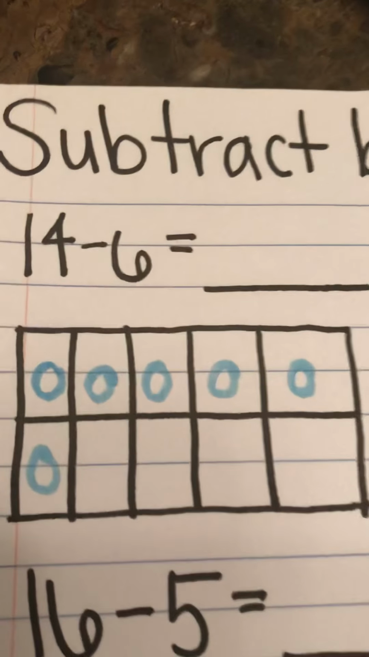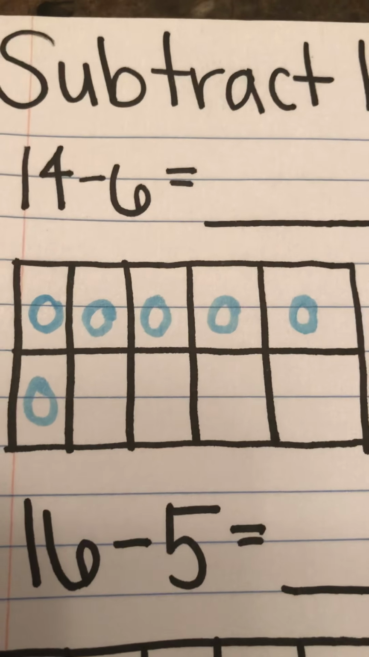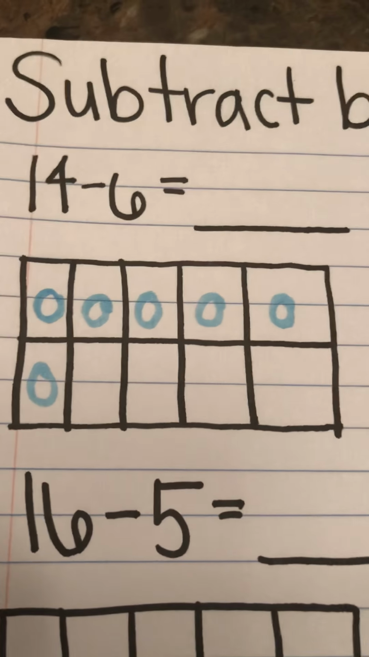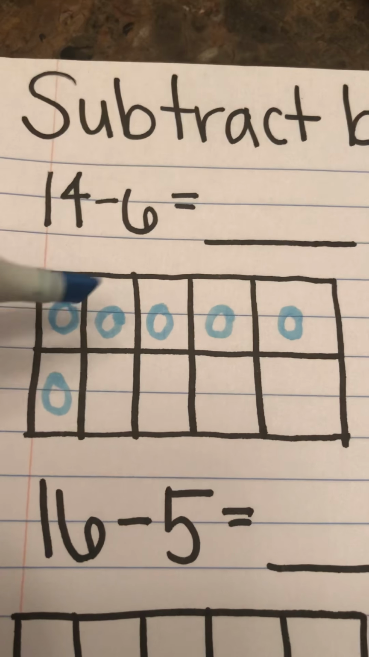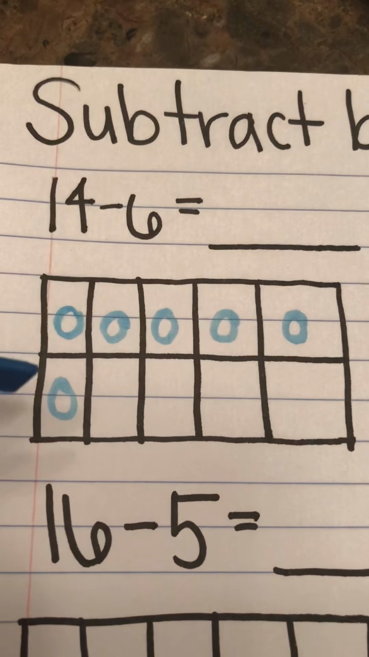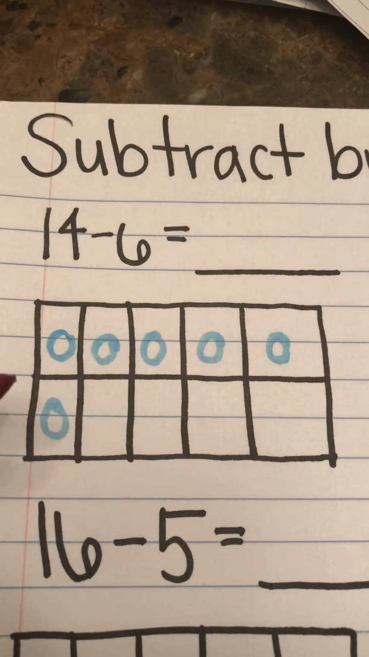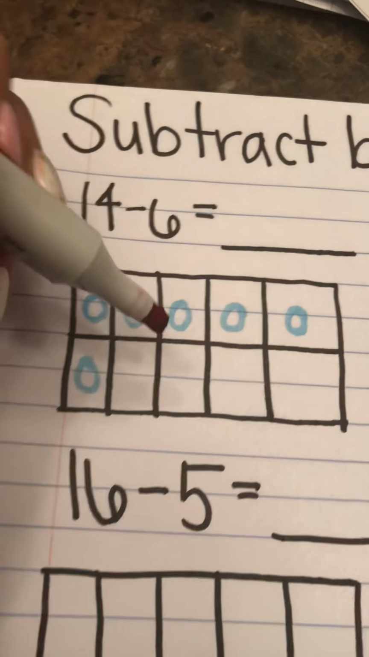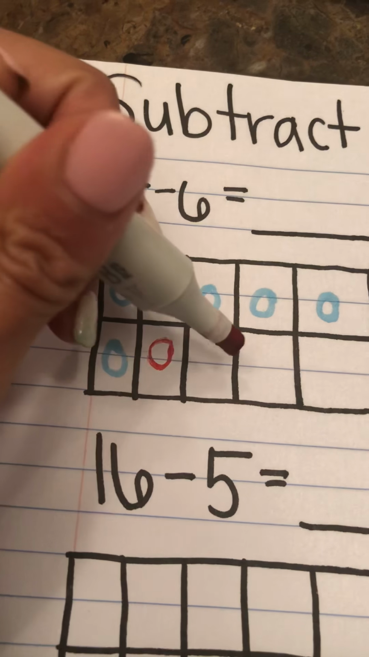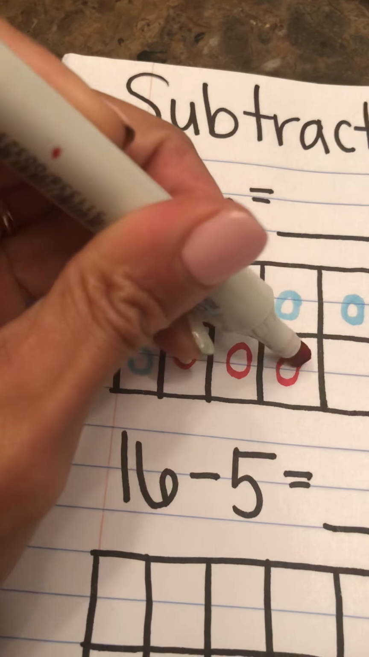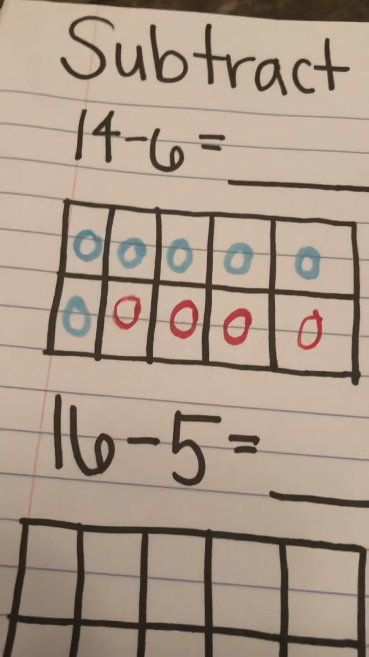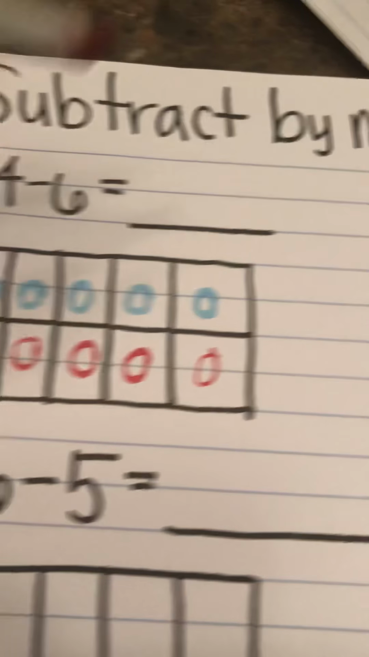So for this first part right here, 14 minus 6, what I did was I drew 6 dots. 1, 2, 3, 4, 5, 6. And then using a different colored marker, you are going to fill in the rest of the 10 frame. 1, 2, 3, 4. And the reason why we're filling in the rest of that 10 frame is because, again, students are familiar with the number 10.